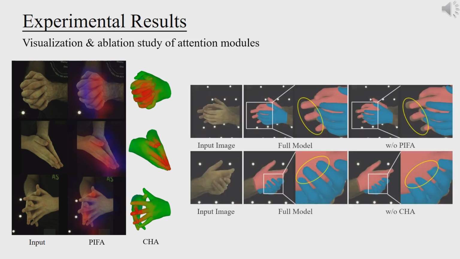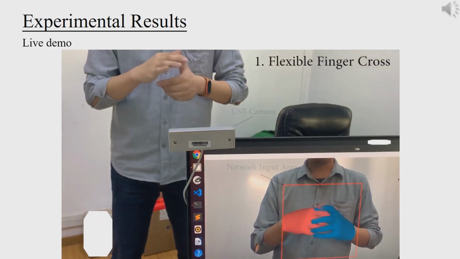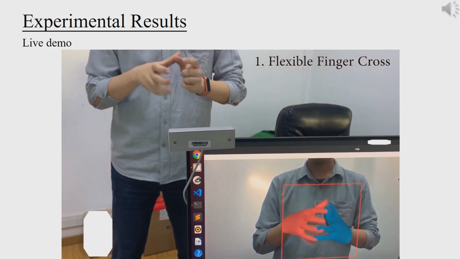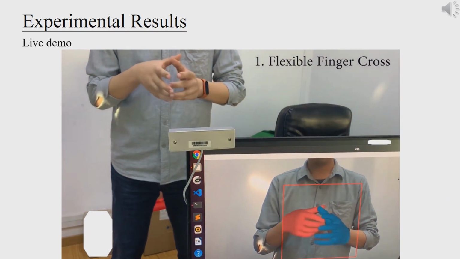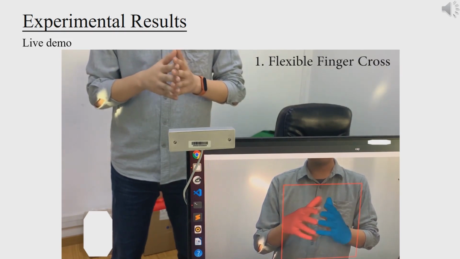We also apply an ablation study on these two modules. It is shown that PIFA helps to align vertices and image features, and CHA helps to address mutual occlusions. To fully demonstrate the performance of our IntagHand model, we build an online real-time two-hand reconstruction system. Our online system runs at 20 FPS on a single NVIDIA RTX 3090 GPU.